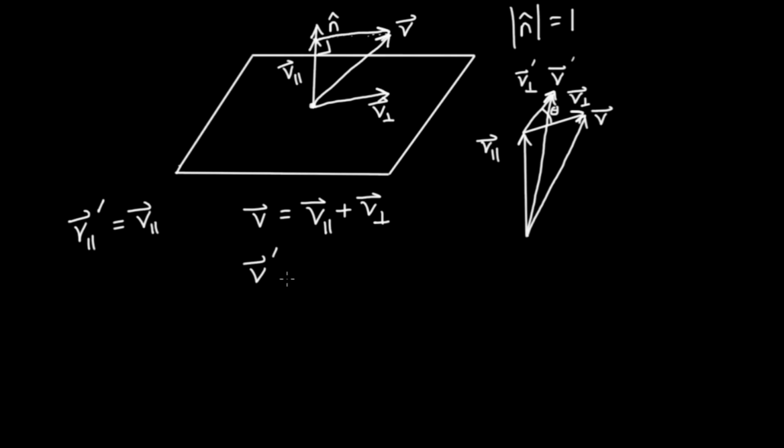Let's write that out symbolically. So I had v prime, which is going to be equal to v parallel prime plus v perp prime. And we made this observation that v parallel prime is equal to v parallel. So now I have that v prime is equal to v parallel plus the rotated version of v perp. So what that means is that if I want to find what v prime is, I just have to somehow compute what this new v perp prime is. And I also have to know how to project vectors. I have to somehow find what v parallel is in the first place.